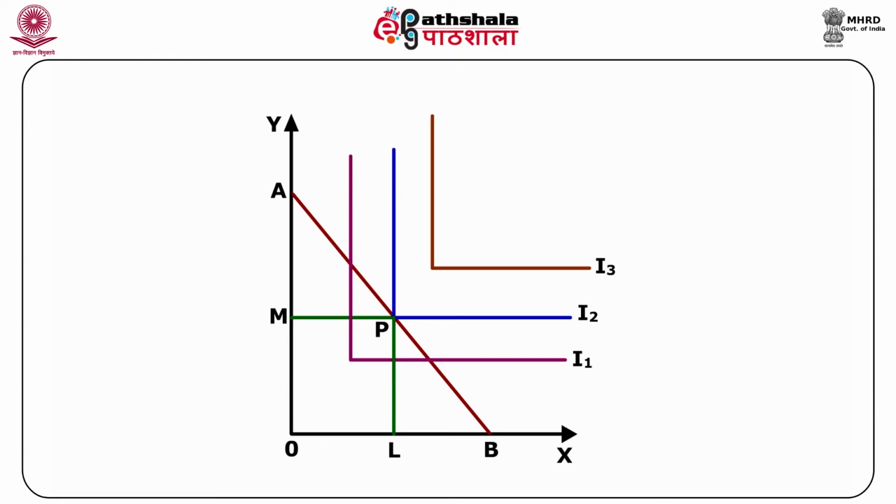At this equilibrium point P, the equilibrium condition MRSXY is equal to PX upon PY is not satisfied, since the slope is not defined at the corner point of an L-shaped indifference curve. IC2 is the highest possible indifference curve which the consumer can achieve given his budget constraint. In the figure, the consumer will be in equilibrium at point P on IC2 and will be consuming OL amount of good X and OM amount of good Y.